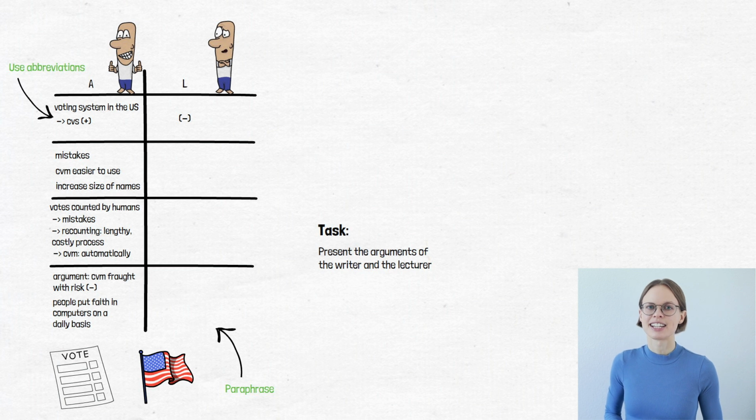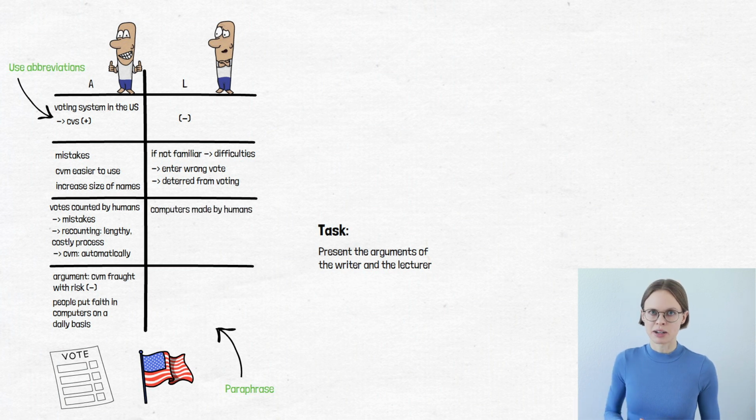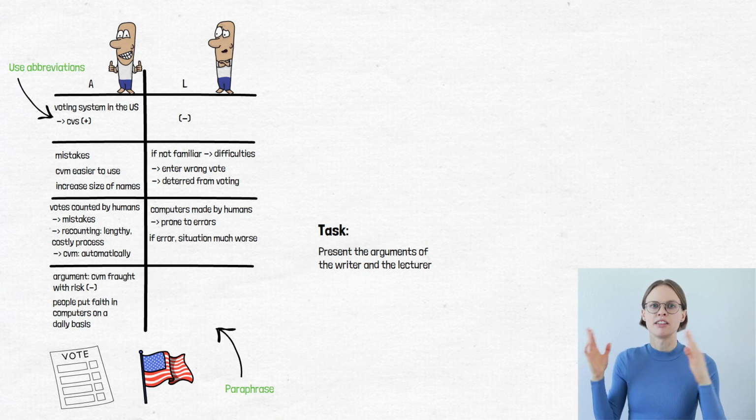His first argument is that people who are not familiar with computers will have difficulties handling these machines. They may enter the wrong vote, or they may even be deterred from voting at all because they're scared of this technology. The lecturer's second argument is that computers are made by humans, and because of that, they are prone to errors. And he further states that if there is an error in a computerized voting machine, the situation is much worse because a lot of votes may be miscounted or they may even be deleted.